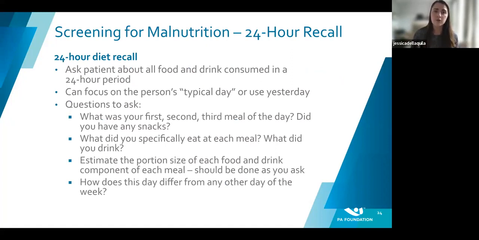It's important to keep in mind that everyone's typical day may look different depending on their line of work or if they travel, etc. But really getting in-depth detail of what their day-to-day food intake looks like can be immensely helpful.